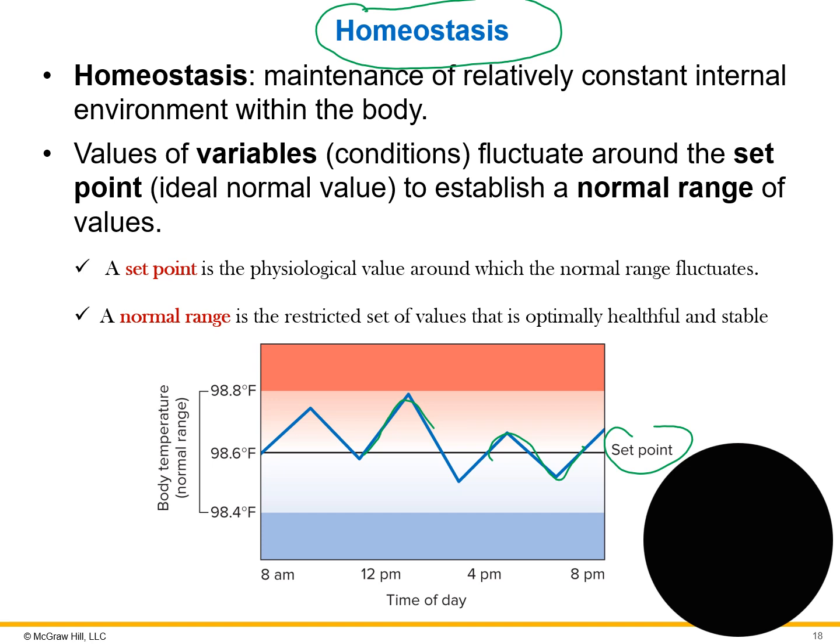This is the stable condition. The set point represents the physiological value the body aims to maintain, while the normal range comprises the restricted values that support overall health and stability. That's very important. Why is this helpful? Homeostasis helps make sure the body systems function effectively despite external changes. Whatever the temperature outside, you are going to maintain your body temperature.